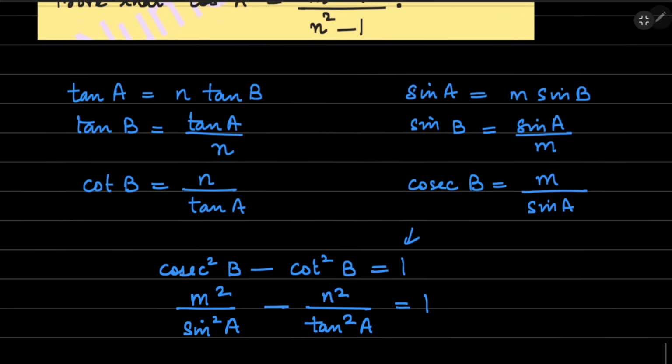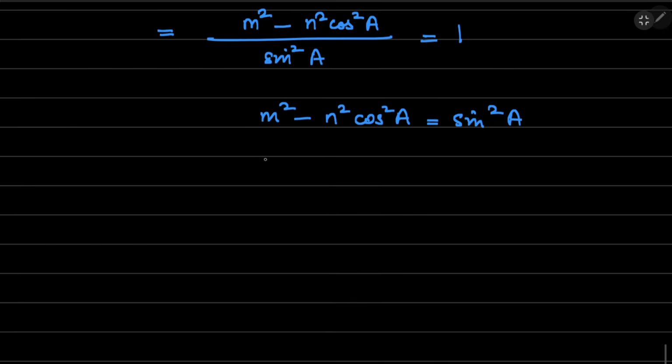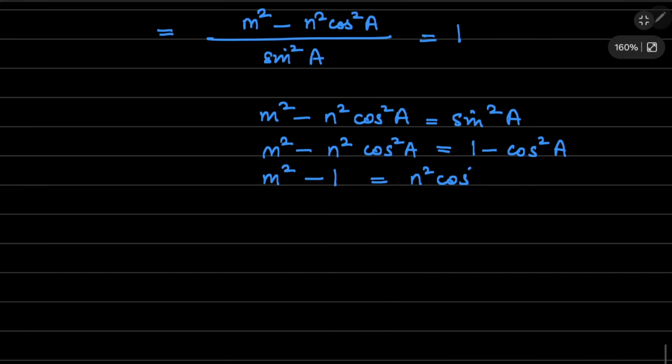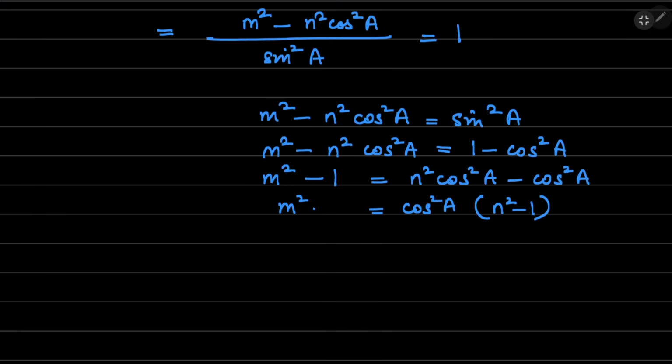We don't need sin square. We need cos square A. So, we'll convert it. M square minus n square cos square A equal to 1 minus cos square A. Let us rearrange the terms. M square minus 1, take it to one side, and you can take n square cos square A, minus the cos square A you already have, to the RHS. Take cos square A common. So what will you have? N square minus 1. Therefore, what do you get? Cos square A equal to m square minus 1 divided by n square minus 1.